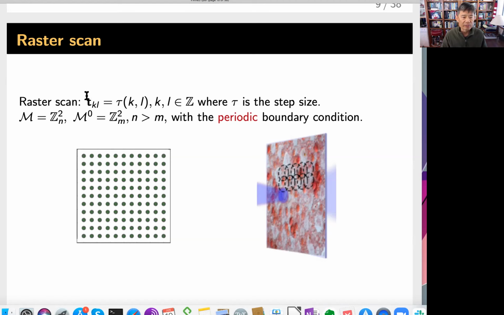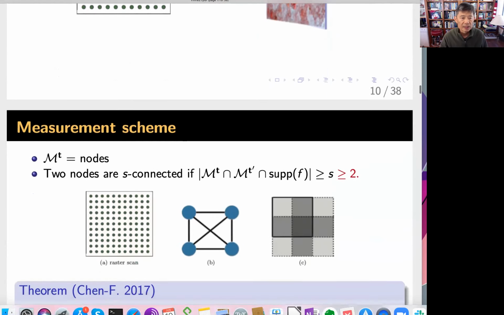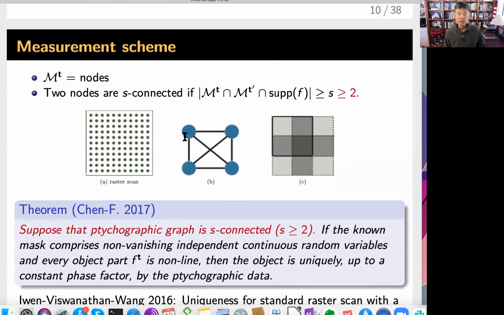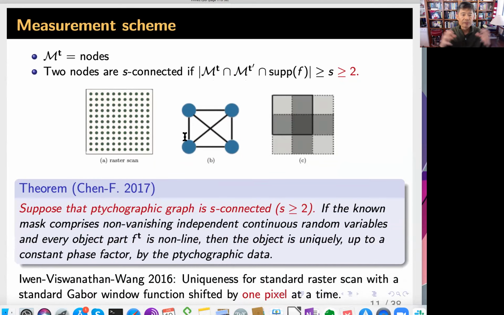Move around by this two-index shift, the raster scan. So that's a simple description of the raster scan. Now, it's actually more useful to think about the measurement scheme as a graph. So for example, for the raster scan, first of all, if you look at the center of the probe, it takes up a certain position. So the raster scan will create this regular lattice.